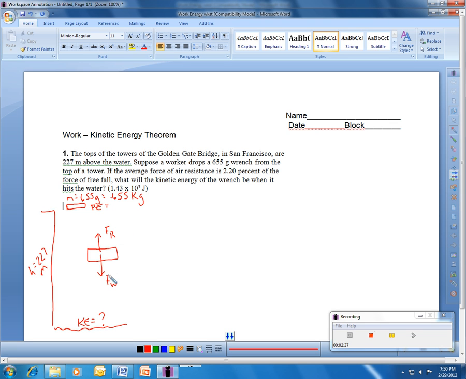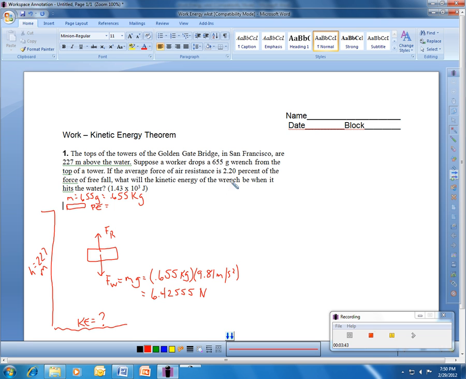So can I find either of these forces? Yes, I can find the weight force. Weight force is dependent on mass and gravity only, and so the mass here was 0.655 kilograms, and gravity is 9.81 meters per second squared, and so you get 6.42555 newtons is the weight force. Do not round this answer because it's not your final answer.